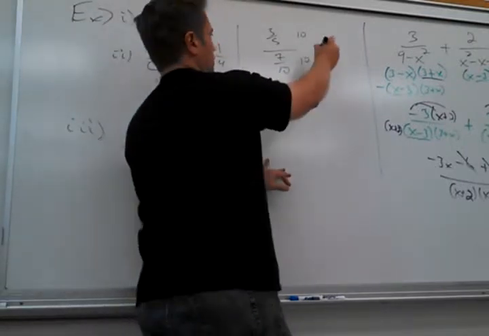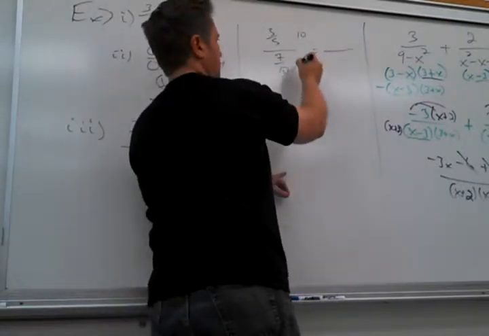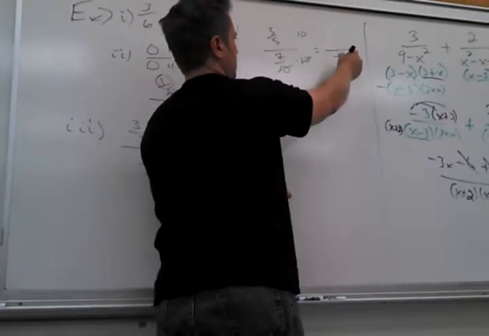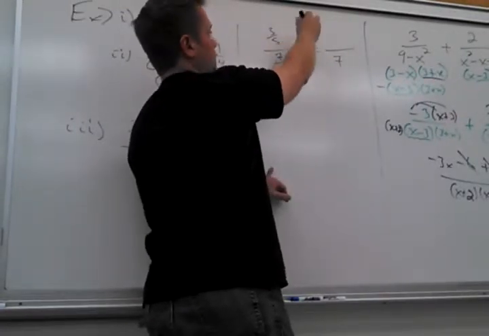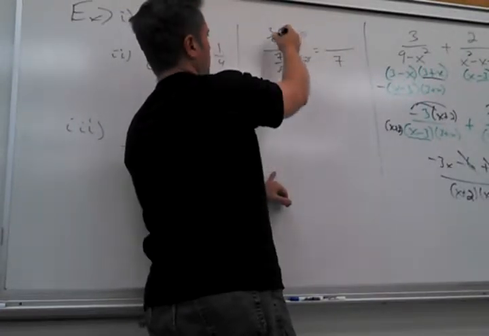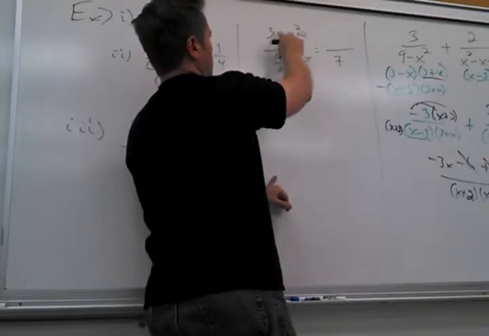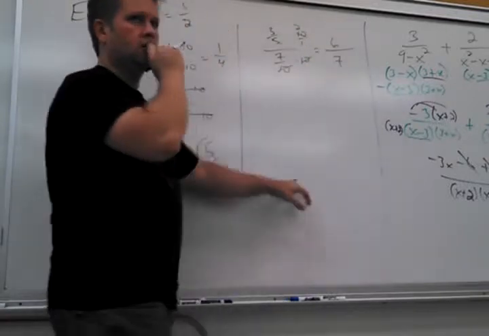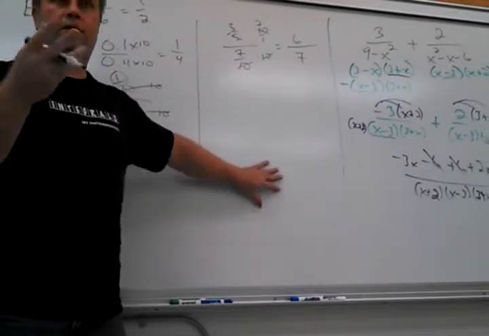On the bottom, let's focus on the bottom. What happens on the bottom? The 10s cancel. It's 7. On the top, what happens? If you want to, you can put that over. 5 goes into 10 twice. 2 times 3, 6. There's a slightly different, but really the same way to do this.